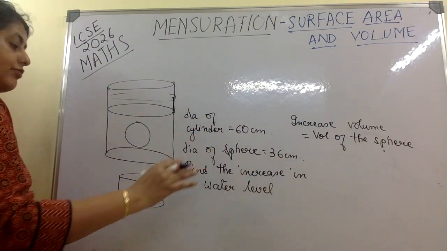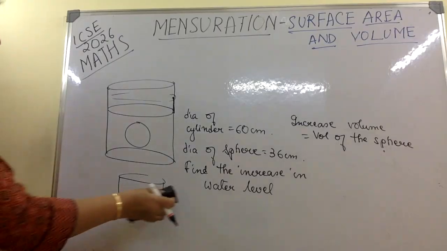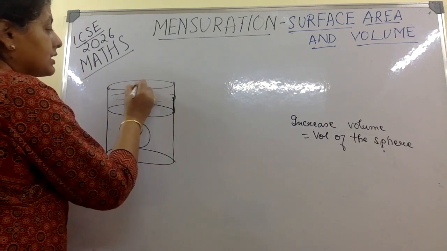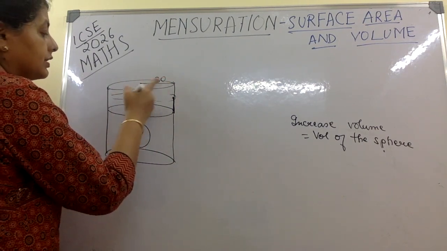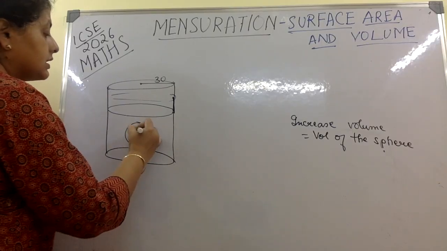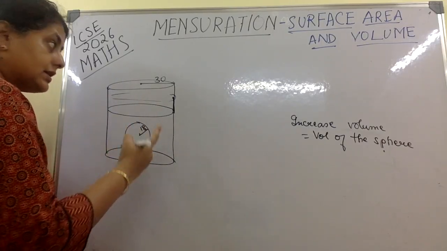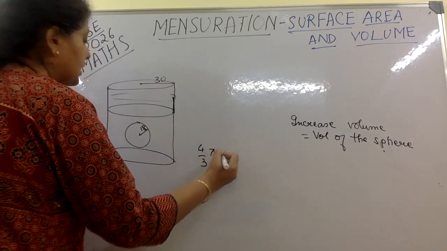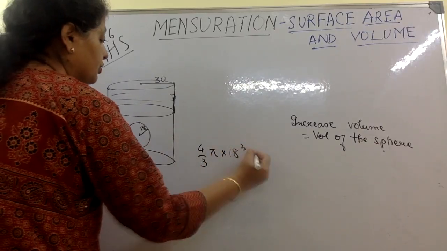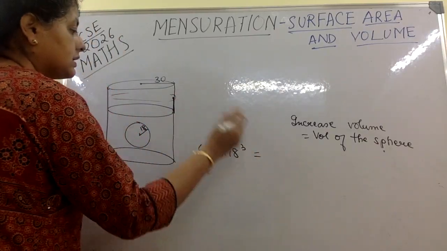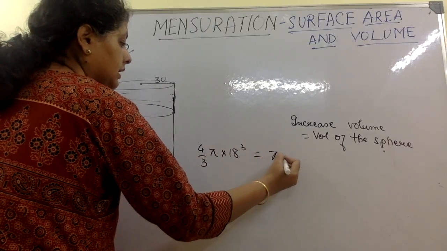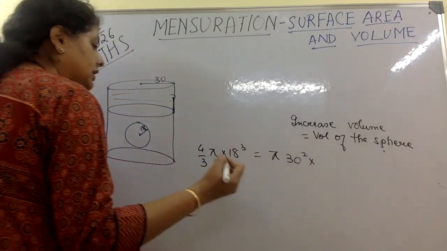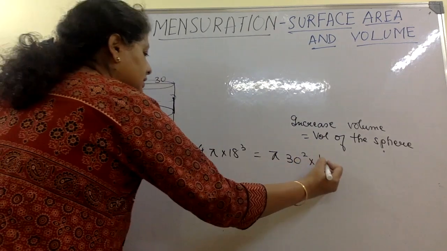So now we'll form an equation and we'll quickly find how much is the rise in water level. Here it was 60, so this much is 30. For this it is 30, and the radius of the sphere is 18 because the diameter was 36. Now we start with the sum. Volume of the sphere, 4/3 pi r cube, with r as 18 cube, is equal to only this cylinder, that is pi r square h. Write h like this.